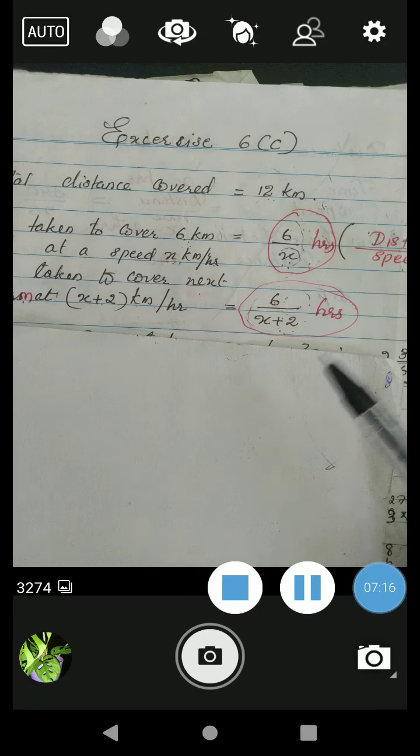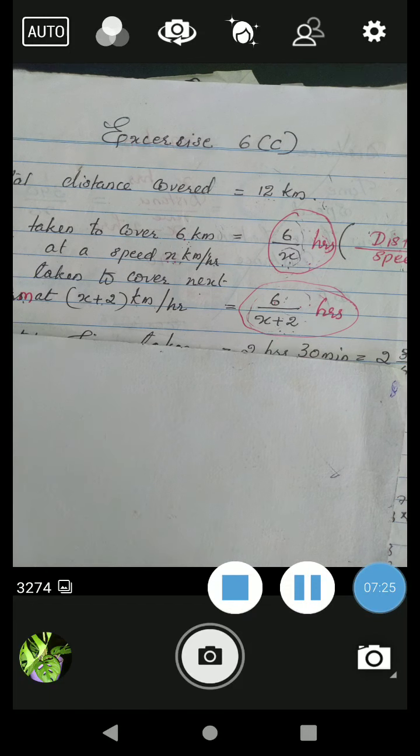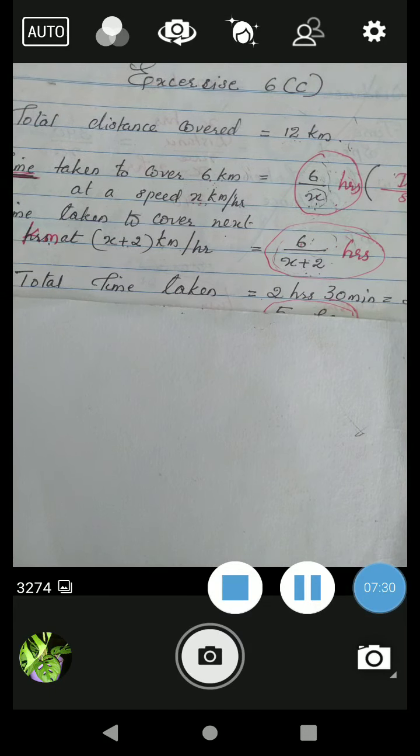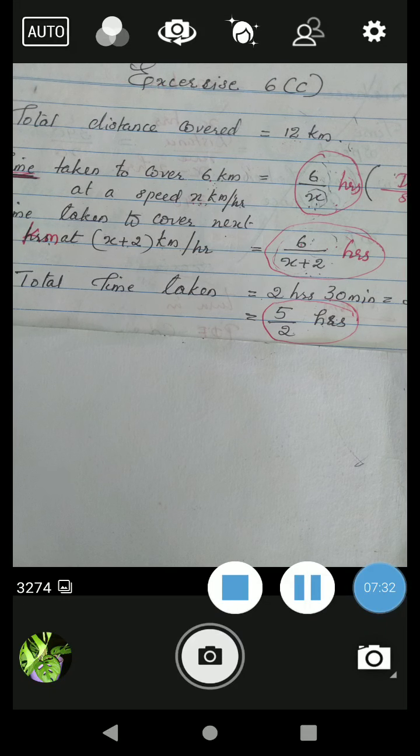That is, it is obviously 6 by x plus 2 hours. And the total time taken is already given, that is 2 hours 30 minutes. Total time taken is 2 hours 30 minutes, that is 5 by 2 hours.